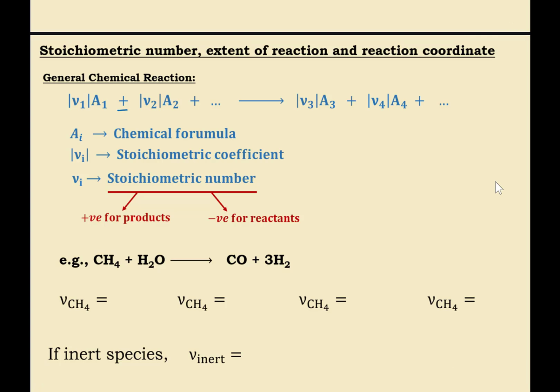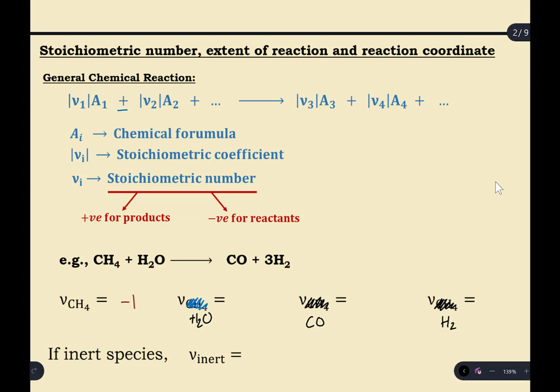So let's take this example reaction. We have methane added to water. We get carbon monoxide and hydrogen. So what's the stoichiometric number for methane in this case? -1. Why? Because it's a reactant, right? And its coefficient is 1. So then we just write -1.